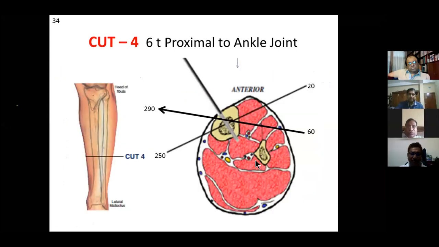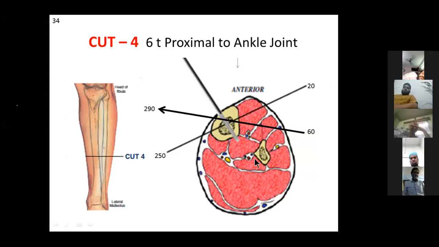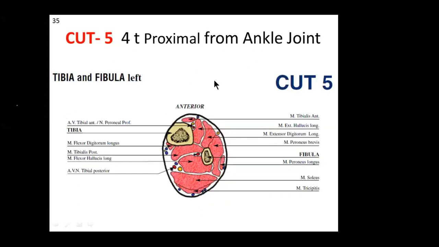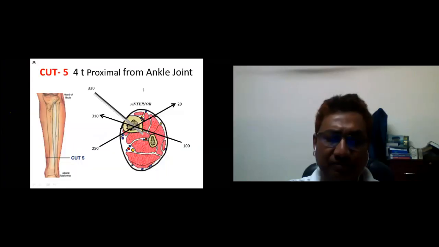Here wire fixation is done at 20 to 250 degree and 60 to 290 degree angle. Once it is placed in this position here. Proximal from the ankle, posterior muscles here are increased more than the anterior. Sorry, the fibula is usually palpable due to 20 degree.